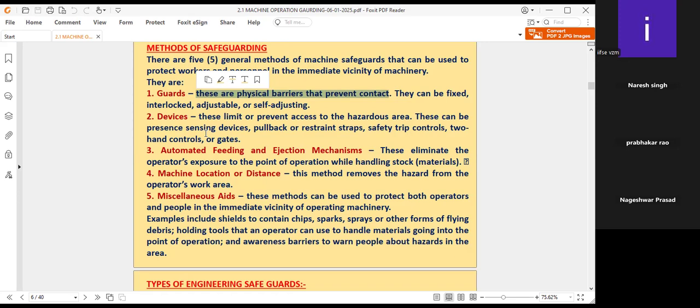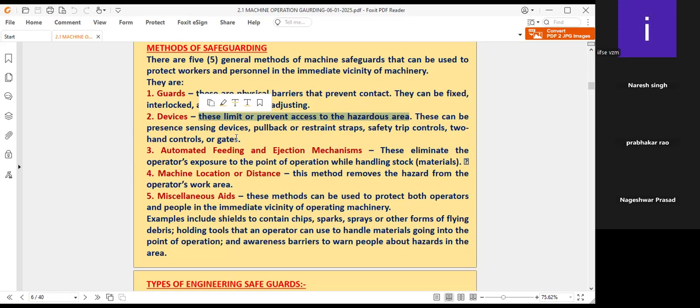Devices. These devices can limit or prevent access to the dangerous area. Definitely, these devices have some limitations in preventing access to the hazard area. Access means you do not have any chance of encountering hazards. These can be presence sensing devices, pullback, restraint straps, safety trip controls, and two-hand controls or gates. Immediately, if any malfunction is there, the device itself does not run.